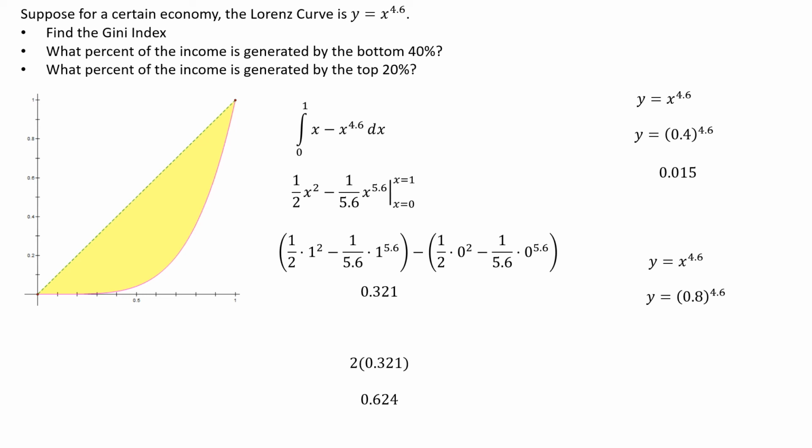Plugging in 80% to the Lorenz equation gives me 36%, and that tells me that the bottom 80% generate 36% of the income. Therefore, the top 20% generate the rest of it, or 64% of the income.